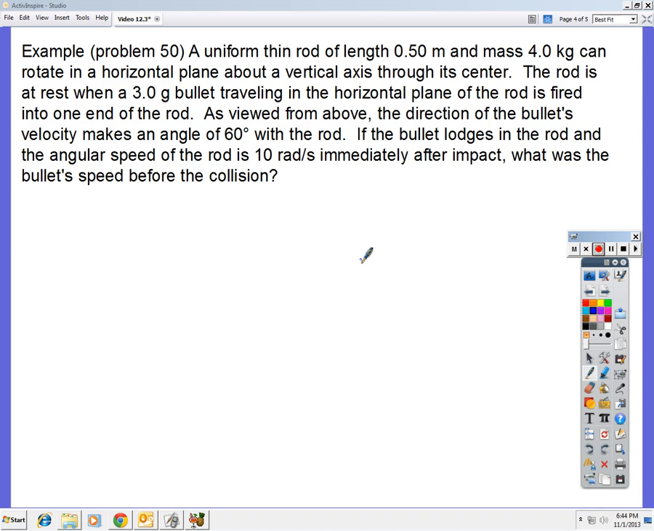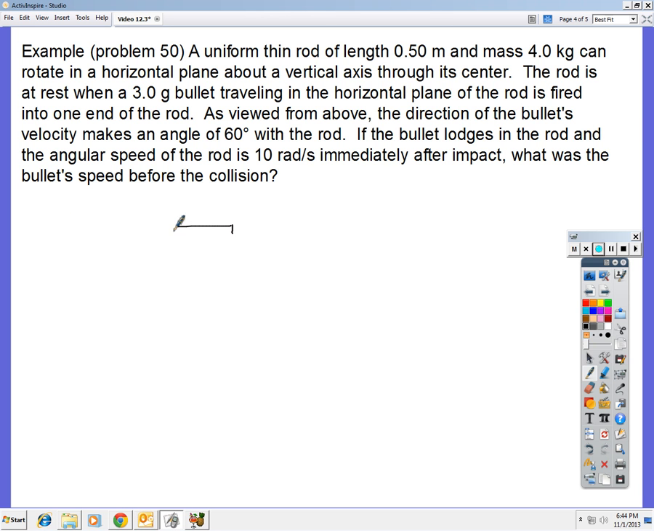This is the last video about rotation. It consists essentially of one rather difficult example using conservation of angular momentum. And this is also problem 50 in your textbook, chapter 12. There's a diagram there, but essentially you have a uniform thin rod.